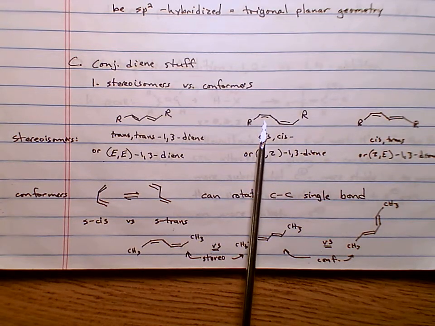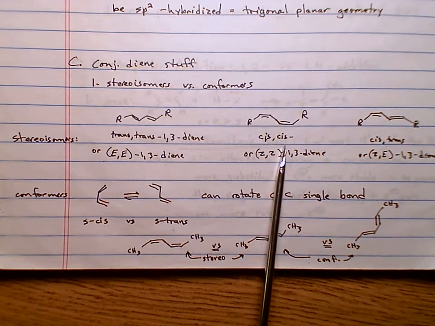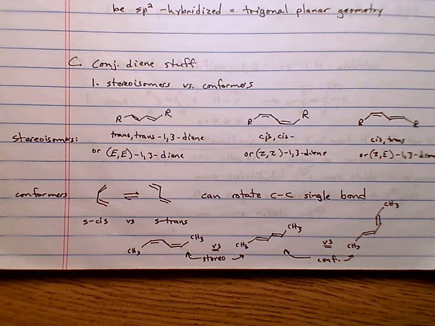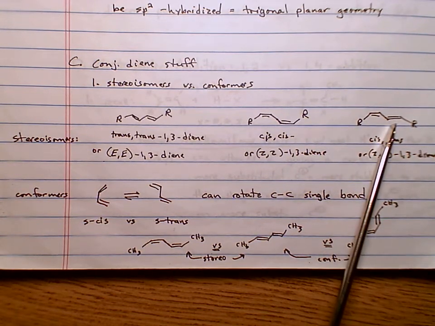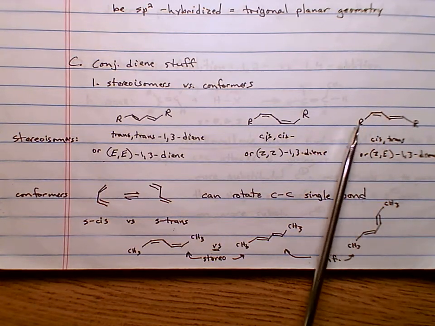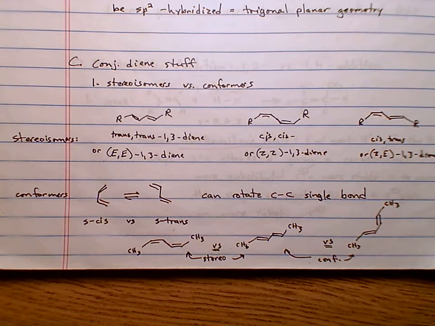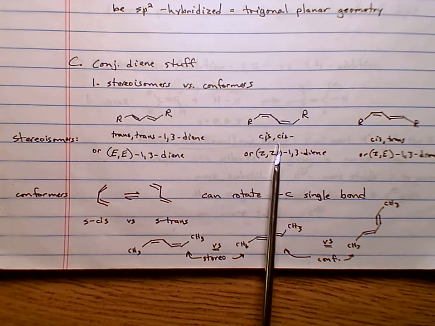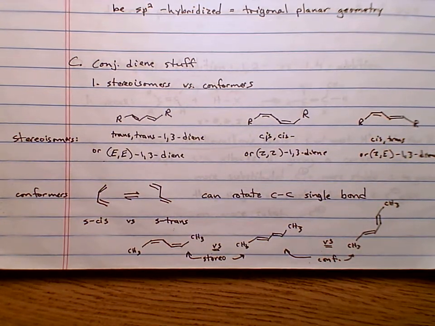Note our double bond can be cis here and cis here, so that's cis-cis or ZZ 1,3 diene. This one is cis and this one is trans. Cis double bond here, trans double bond here, cis-trans, ZE 1,3 diene. And since you cannot rotate double bonds, the trans-trans, the cis-cis, and the cis-trans are stereoisomers. They are all stereoisomers of each other.